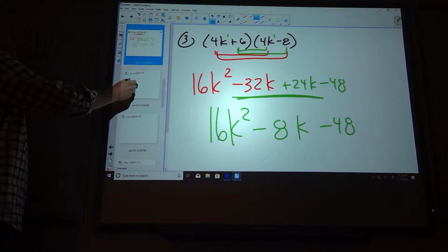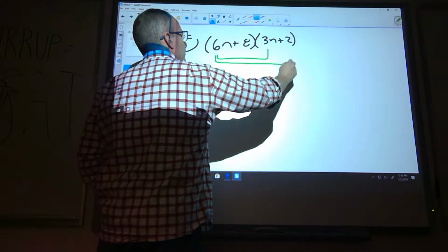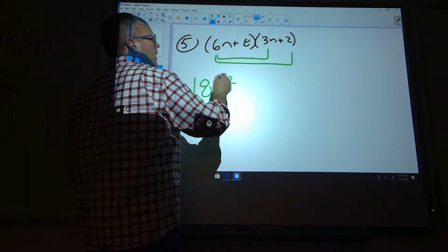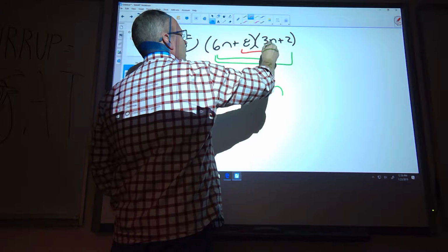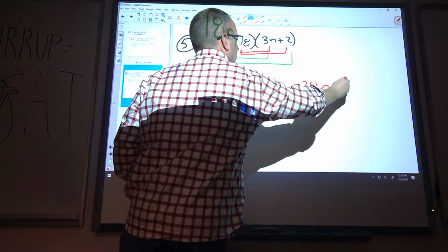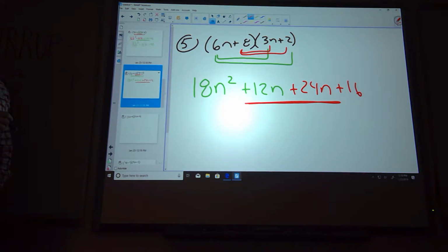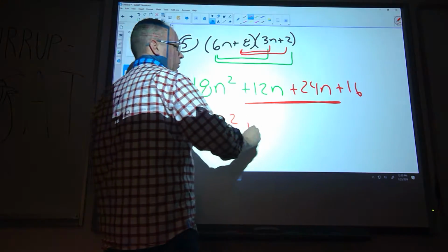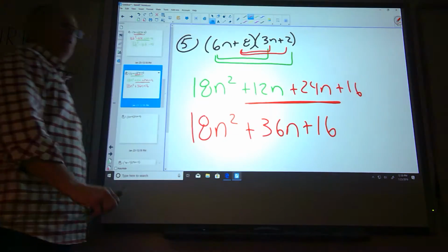Any questions here? This is good? All right, so next problem. Multiply those real quick. So that's going to give me 18n squared plus 12n, and then plus 24n plus 16. These are like terms. Agree? So then I get 18n squared plus 36n plus 16. Do you agree with that?